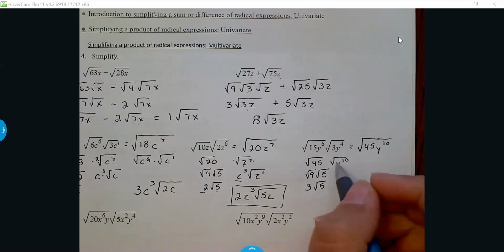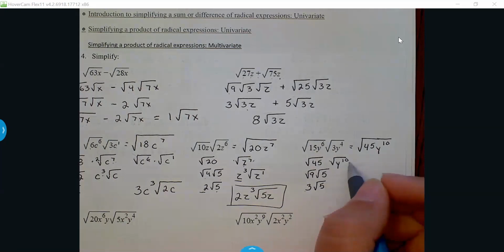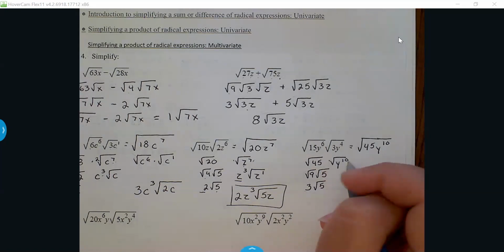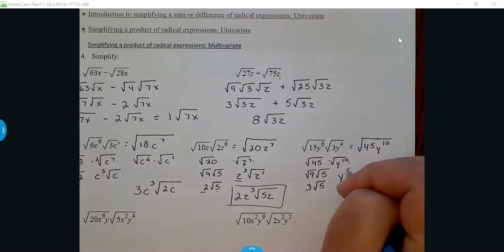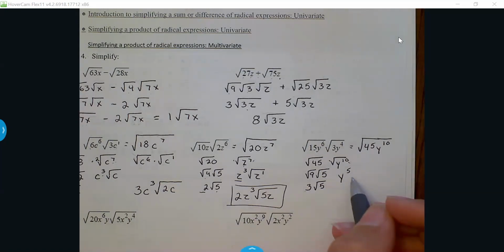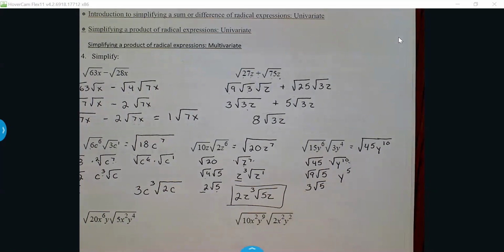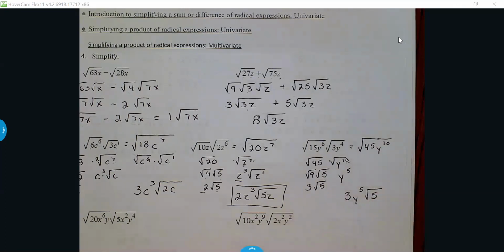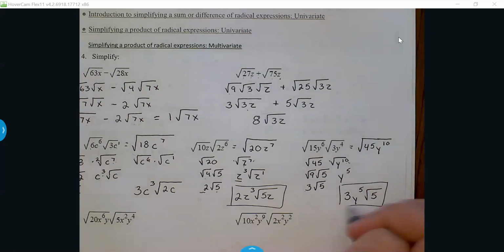Now we're looking at how many times does 2 go into 10. Now 10 is an even number, so this is going to come out to a nice even number without any y's underneath the radical. So how many times does 2 go into 10? 5, with none left over, right? So we have 5 times 2 would be 10. So therefore, I don't have any y's left underneath the square root. So my final answer would be 3y to the 5th times the square root of 5. That's how I would express that.